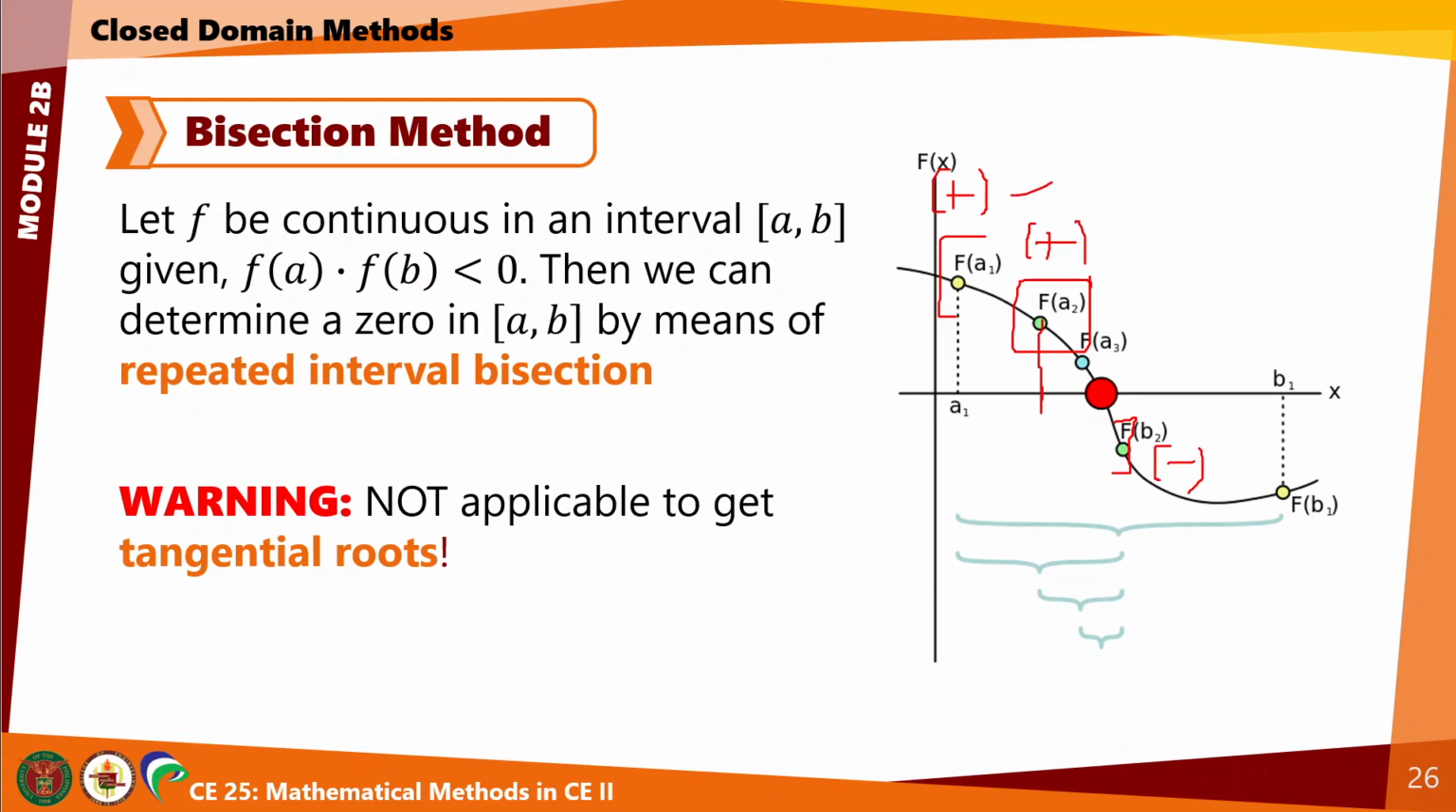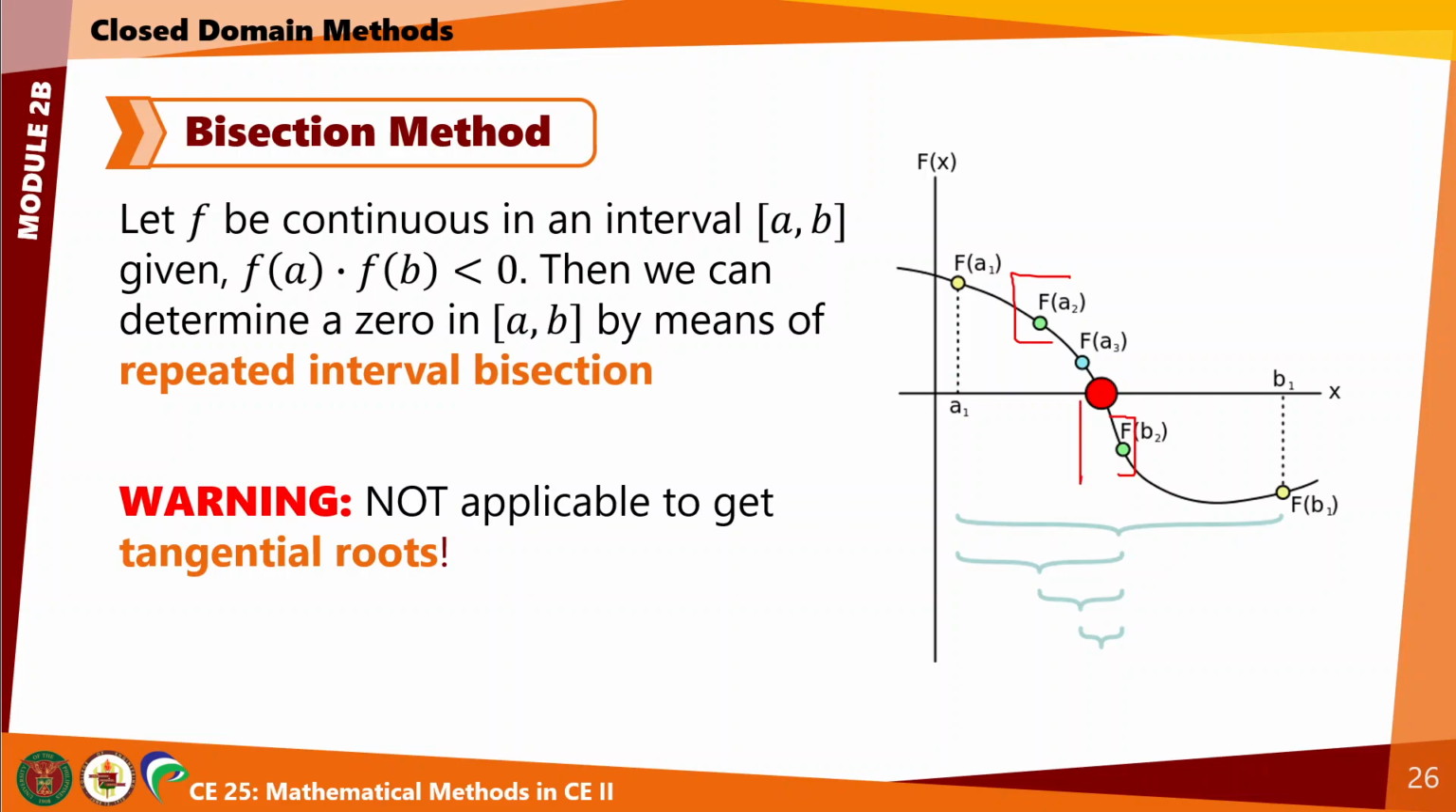Yung A sub 1 ba o yung B sub 2? Si B sub 2. Okay? Kasi yung function value natin sa midpoint is already positive. So, kailangan natin i-multiply by a negative function value which is at B sub 2. So, ngayon, ang updated interval natin would be yung A sub 2 tsaka B sub 2.